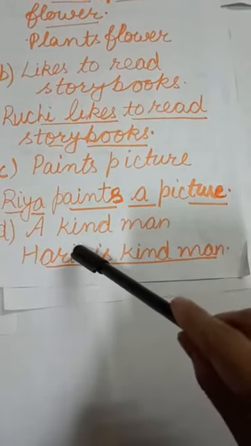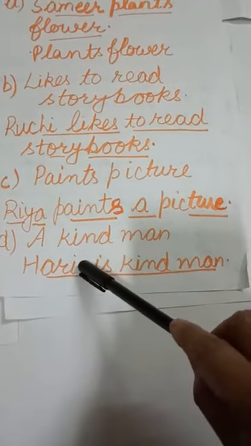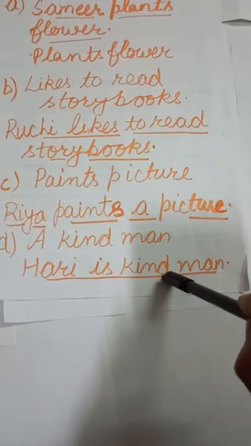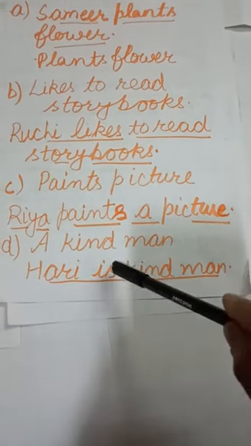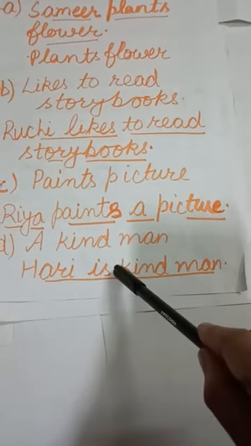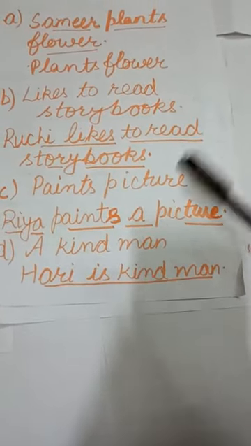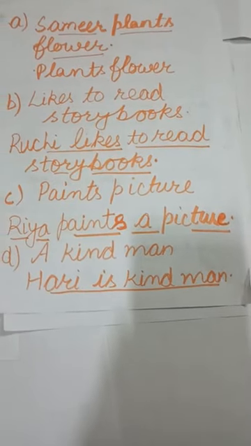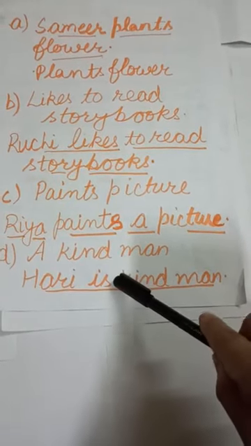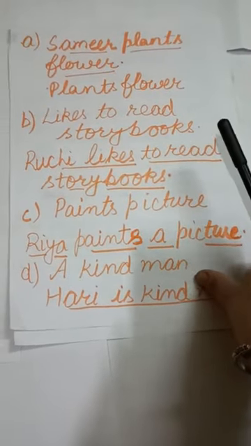A kind man. Hari is a kind man. Subject and object, and a helping verb is also there. So I have told you that if there is only subject and object, that is also a sentence. So this is also a sentence. But over here we have a helping verb, that is 'is'.